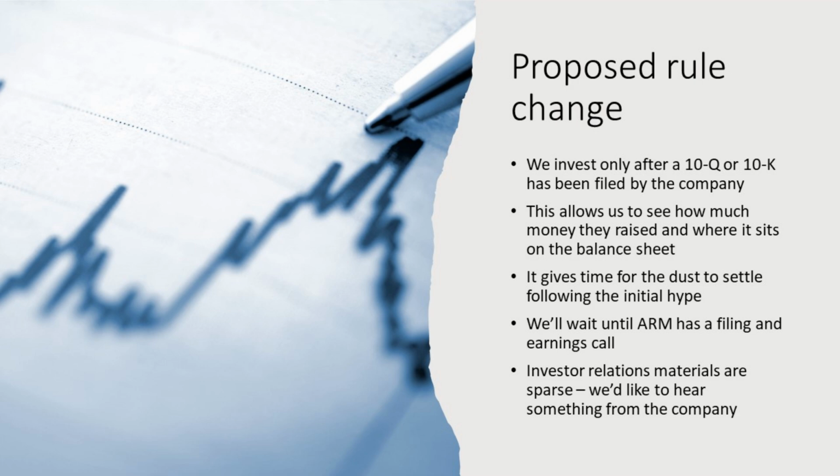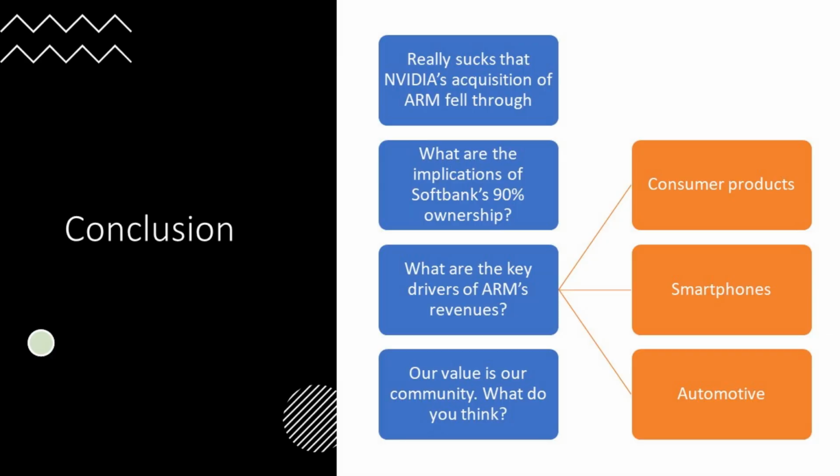So we're going to wait until ARM has a filing and an earnings call. Investor relations materials are very sparse. I found the website rather bulky and difficult to navigate, frankly. We'd like to hear something from the company or see something relating to their visions going forward, aside from just the filing. So that remains to be seen. But when we check back in, we'll see if there's something there. It really sucks that NVIDIA failed to acquire ARM. We were quite excited about that because it seemed like a good match, but that fell through.